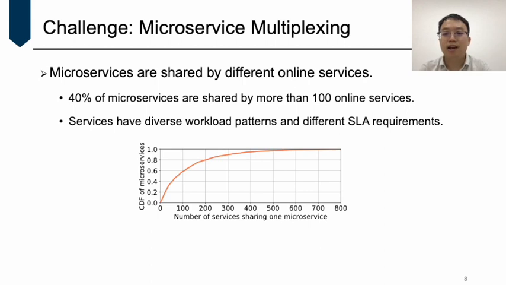Second, microservices are shared by different online services. The figure shows that 40% of microservices are shared by more than 100 online services. Services have diverse workload patterns and different SLA requirements. It is challenging to satisfy SLA requirements for different online services at the same time. Existing works do not consider microservice multiplexing.